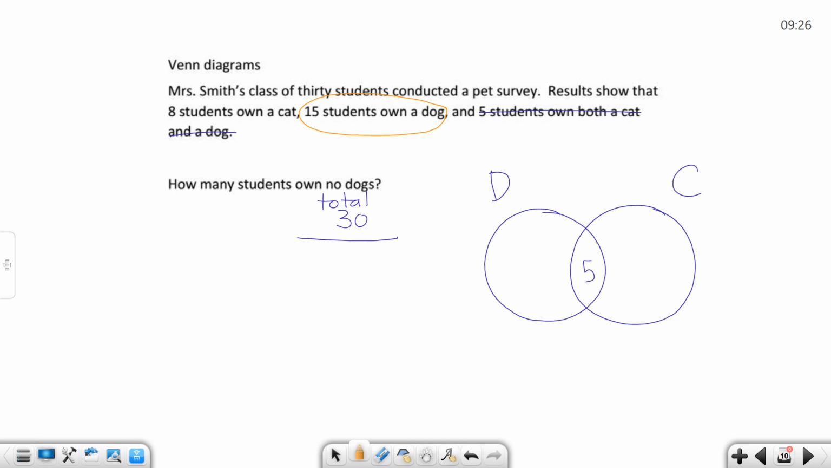15 own a dog. Okay, so here's my dog circle right here. This orange circle is my dog circle. And in this circle, I have to have 15 people. Well, right now I have 5 already. So to make 15, I'm going to need 10 more to go right here. 10 plus 5 would give me 15. So now I have 15 in my dog circle.